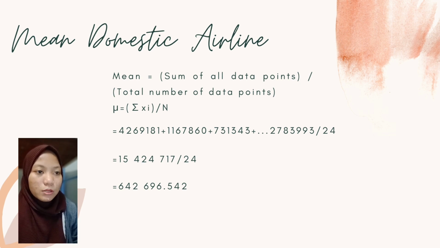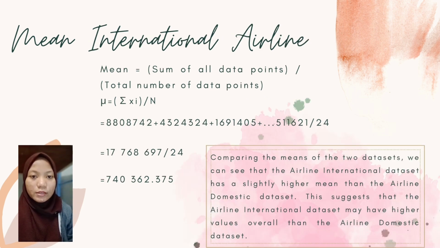Based on our calculations, the mean for the airline domestic dataset is 642,696.542. And the mean for the airline international dataset is 742,362.375. This means that the airline international dataset has a slightly higher mean than the airline domestic dataset, suggesting that it may have higher values overall.